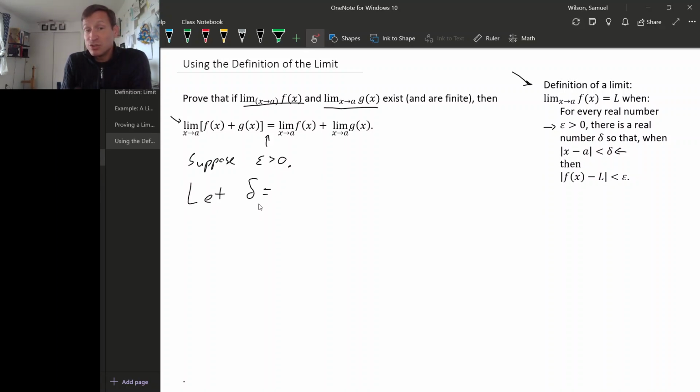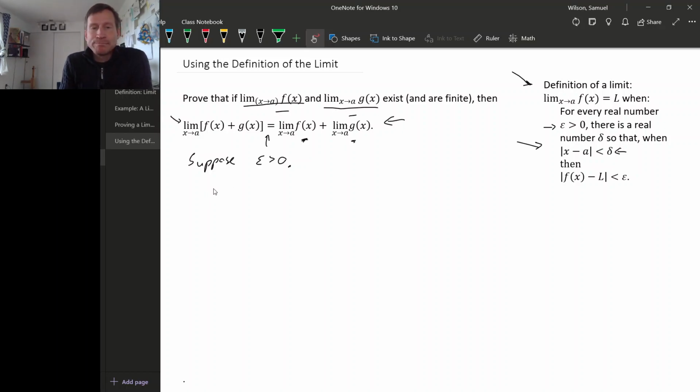And remember, delta is usually a function of epsilon, and exactly what function of epsilon you choose here really depends on what it is that you're trying to show. It can take some trial and error, but I've done the trial and error ahead of time, so I know that what I want to choose for delta depends on these individual limits. So before we can choose delta, since we know these individual limits exist, we can actually use this property. We know that this property is true for f and g separately.